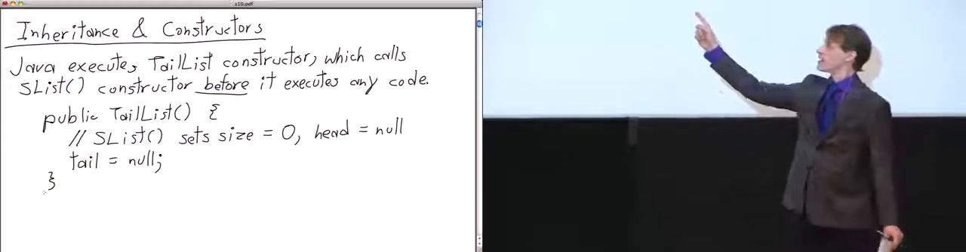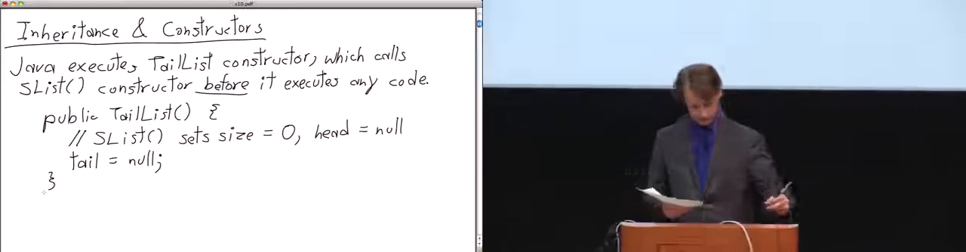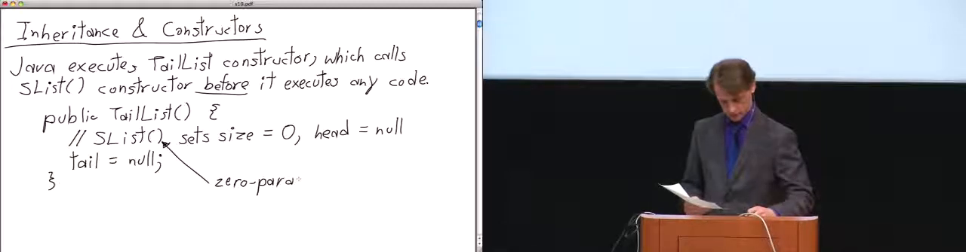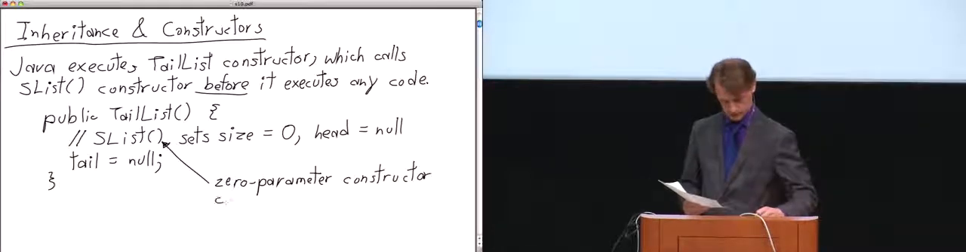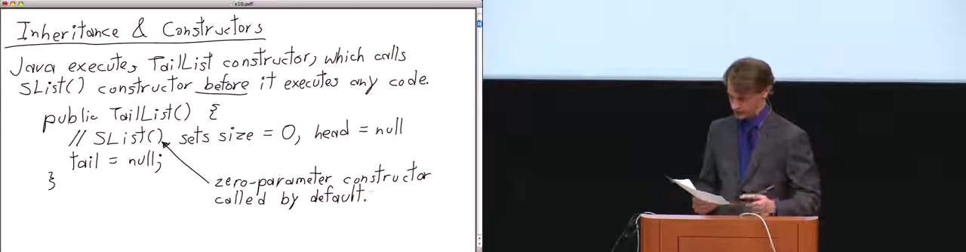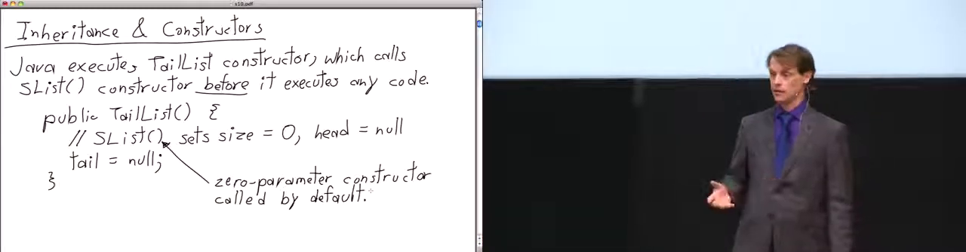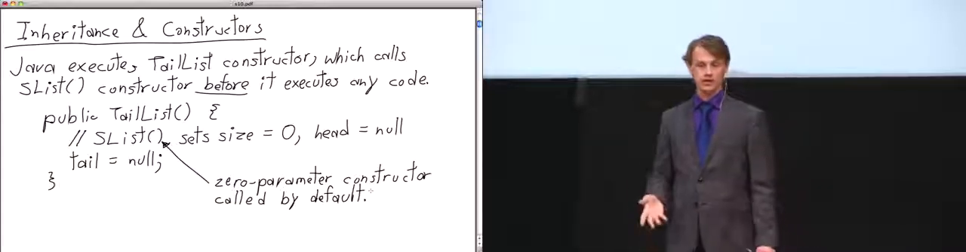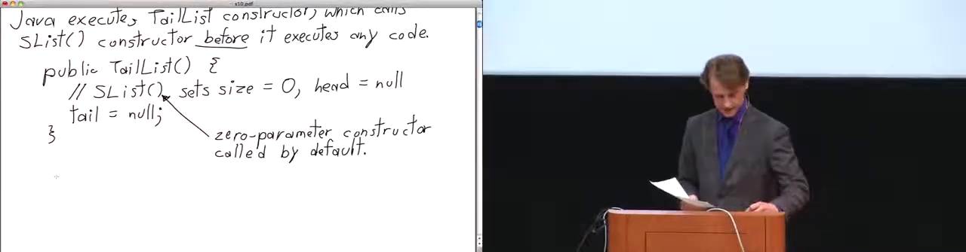Now, one thing you'll notice is that I say that tail list calls the S-list constructor with 0 parameters, and that's always the default. And that is always the default, even if the tail list constructor has parameters. The tail list parameters are not automatically passed on to the S-list. If you want to change this default behavior, you can do so, but you have to say so explicitly. And so we can do that as follows. Here's another tail list constructor.